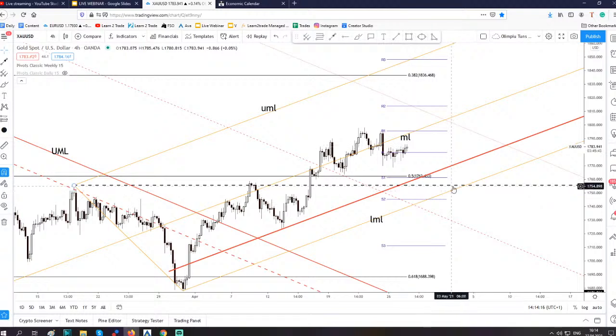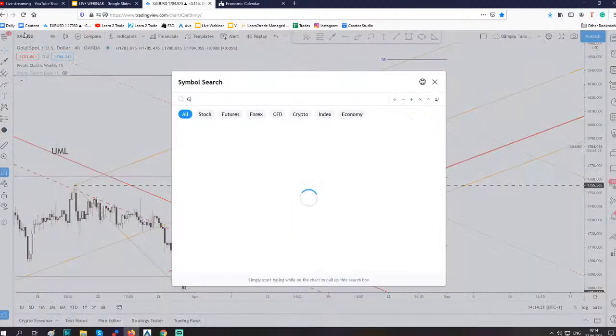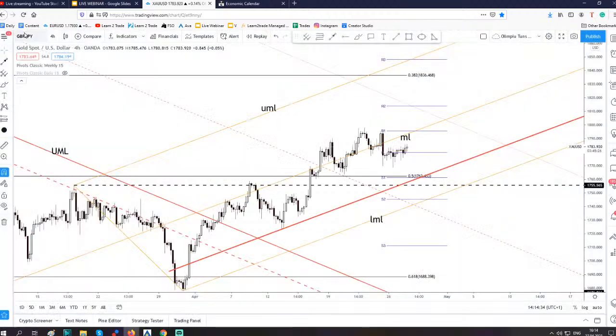Could you take a quick look if GBP versus the Japanese yen, I believe, will keep climbing? GBP versus, yeah, let's take a look. GBP versus the Japanese yen.